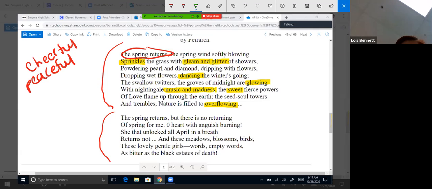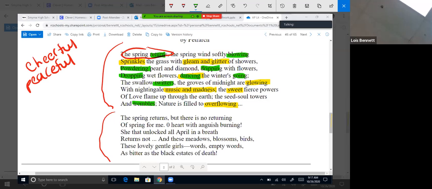Say it louder, sorry. I still can't hear you, I'm very sorry. Returns, thank you. Oh, well, returns, okay. Glowing, dripping, going, powdering, dancing, dropping, trembles. The swallow is a bird, so the twitters is the verb there.